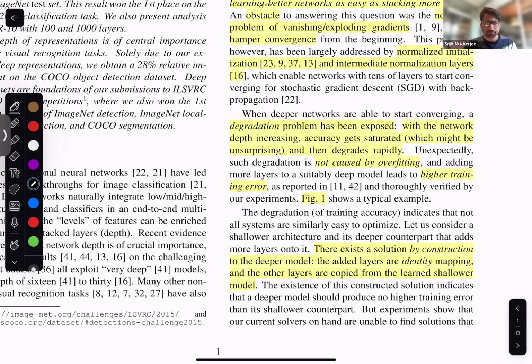Layer normalization, I'm not sure whether it's batch normalization or not. I think it's layer normalization. Also, I believe it's batch normalization, because they have used batch normalization in this paper. So what happened is that a problem called the degradation problem came in here. What is the degradation problem?